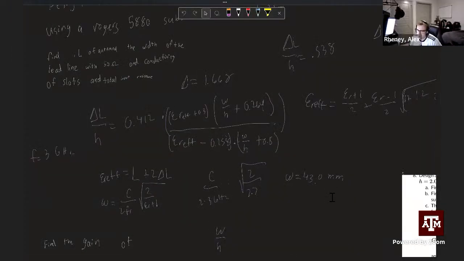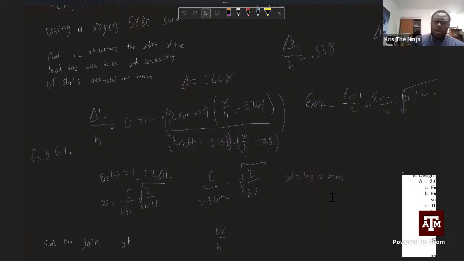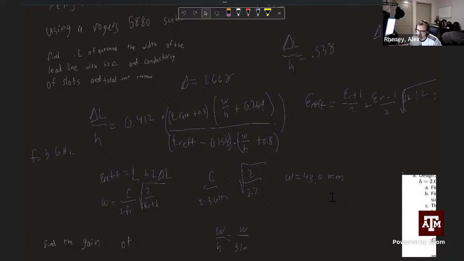Are we doing a design problem or an analysis? We're doing the design part first, so we need to figure out the width of the lead lines. We're given H, and that was 3.1 millimeters.